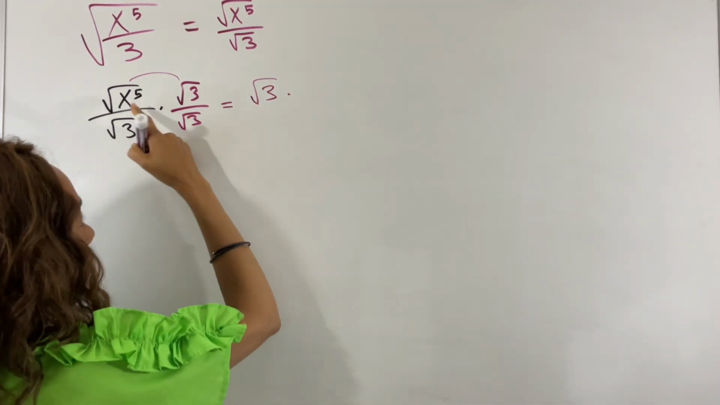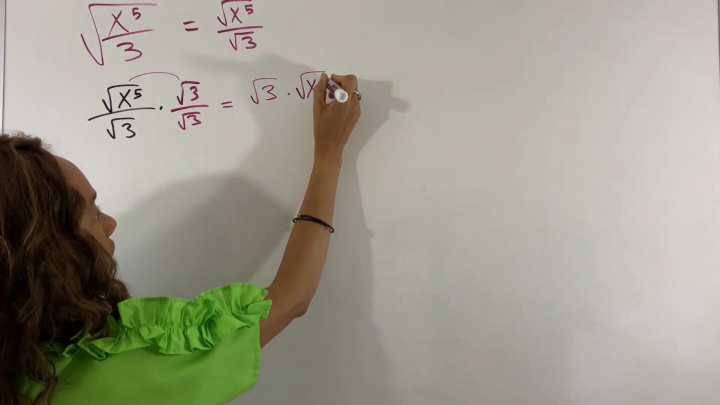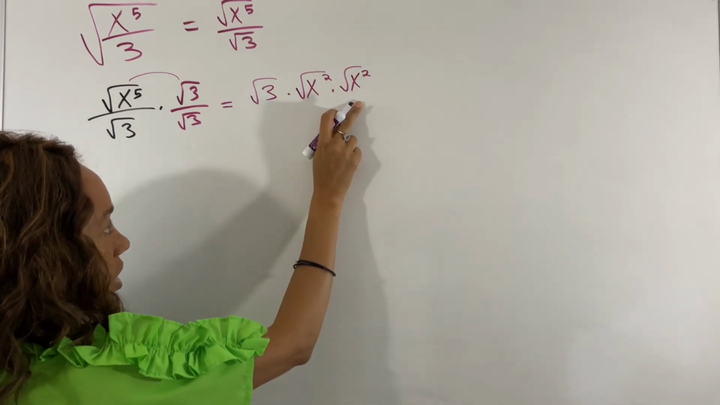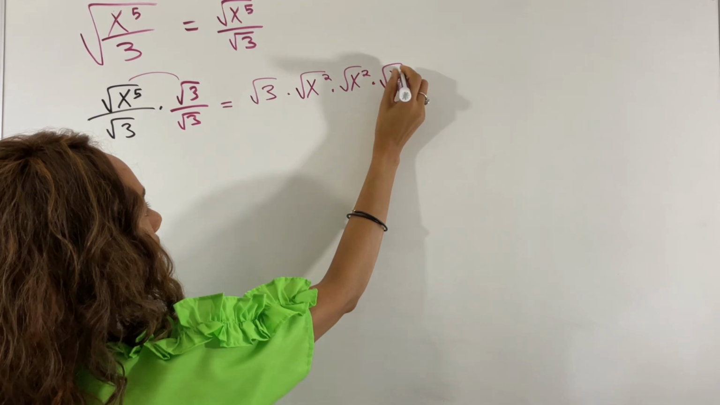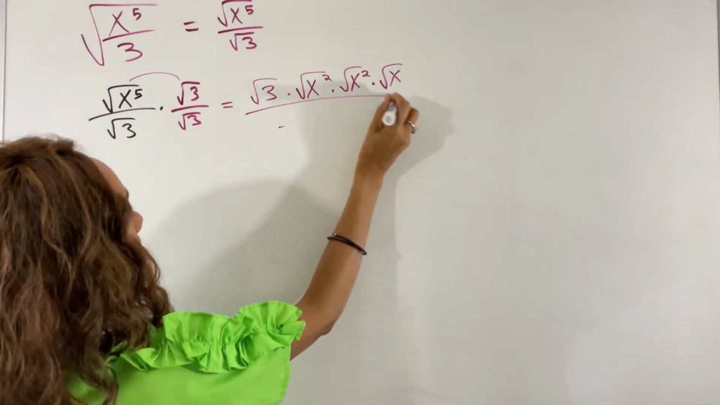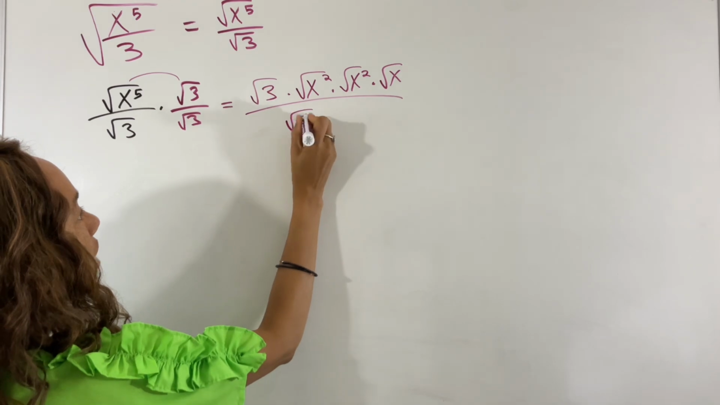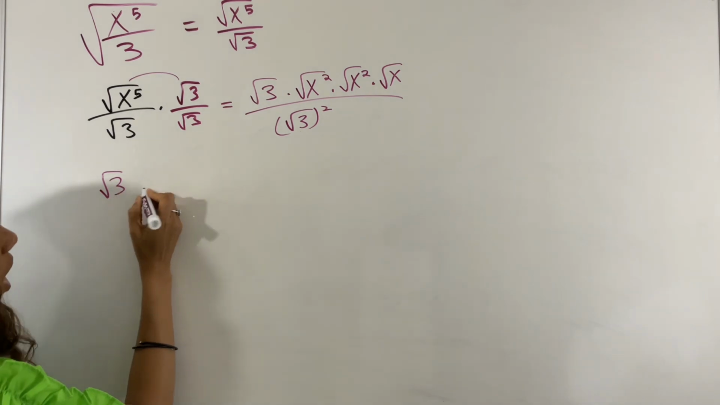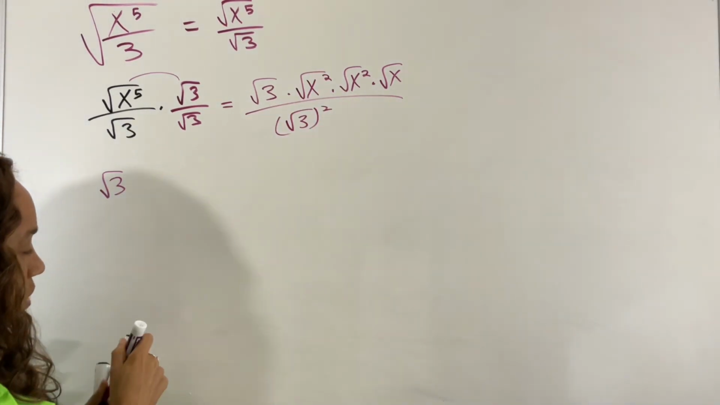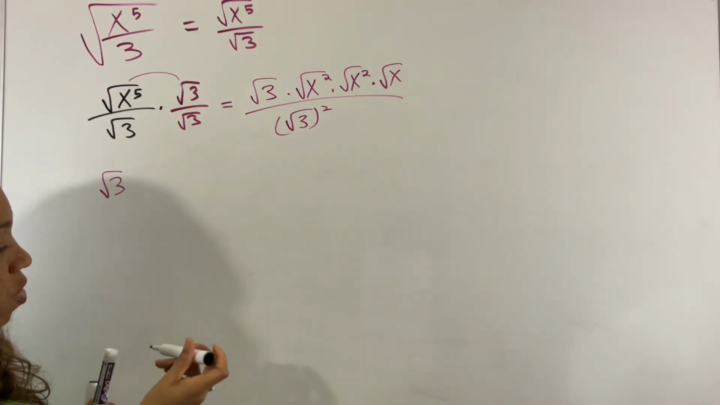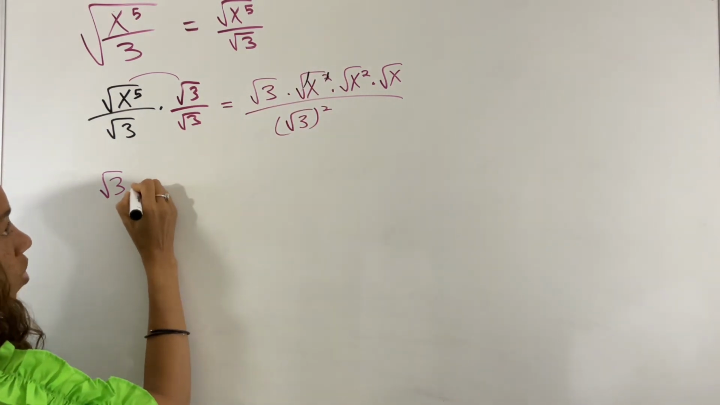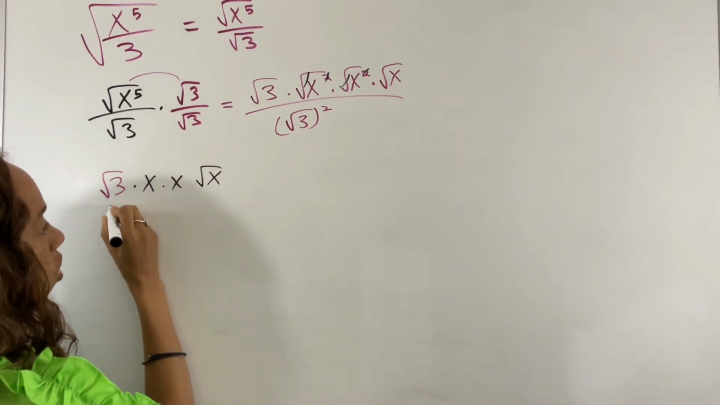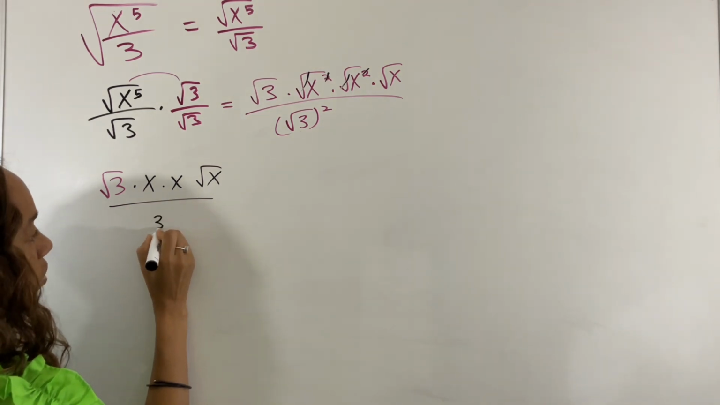I'm going to break up the radical x to the 3rd power into two sets, like this: radical x to the 2nd power, and then radical x. So this is that 3 that we have over radical 3 to the 2nd power. So this is going to give me radical 3. The exponent there is going to cancel out, so you will have x times radical x over, this is going to be just simply 3.